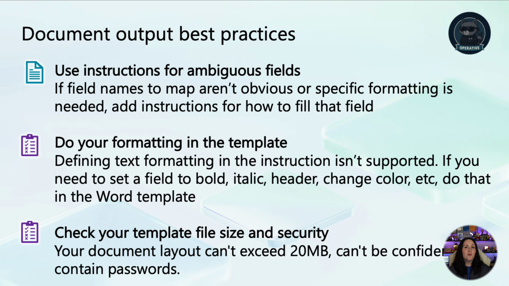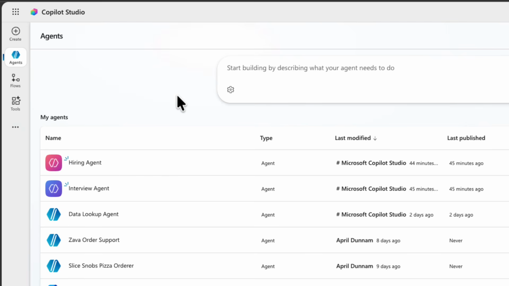Also, be mindful of formatting. We're outputting to Word for a reason. We can do all of the formatting that we need natively in Word. We shouldn't be trying to do different formatting things like highlight the title in bold and things like that in the instructions themselves because we can do that all in the Word document. And finally, check your template size and security. For this to work, your document template can't exceed 20 megabytes, and it can't be marked as confidential or contain passwords. Now that we understand the process a bit, let's see how this actually works.